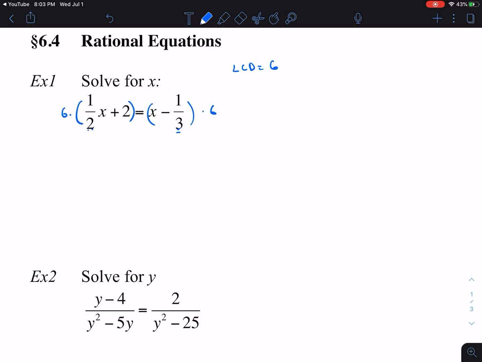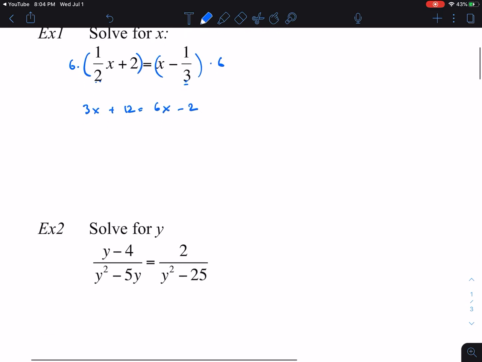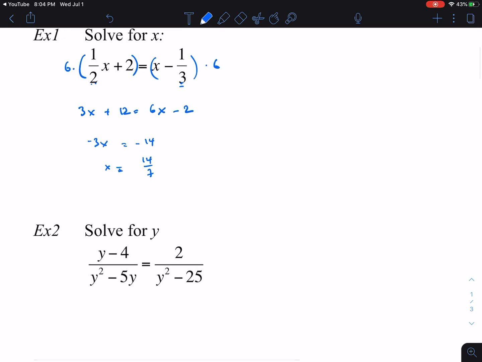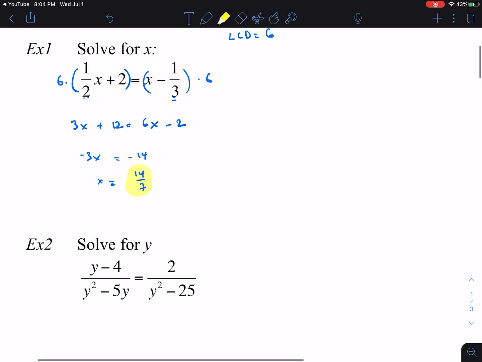So we're going to take each side times 6. That will give us 3x plus 12 equals 6x minus 2. Subtract the 6x on the other side, so that gives us 3x there. Subtract the 12 on the other side, that gives us negative 14. So therefore, x equals 14 over 7, right? So that's how you use the LCD for an easy one like this.